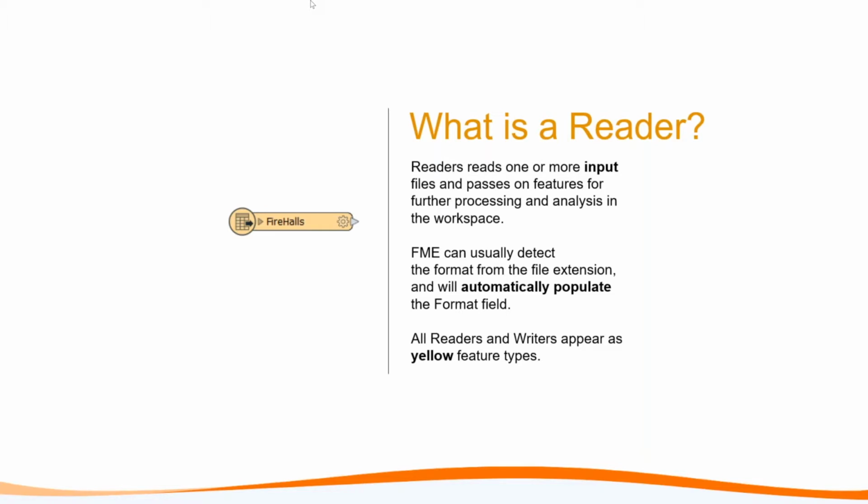So it ultimately controls how your data is brought into FME. Each reader and writer contains distinct format parameters which can be accessed by double-clicking the element, and they're both yellow in color.